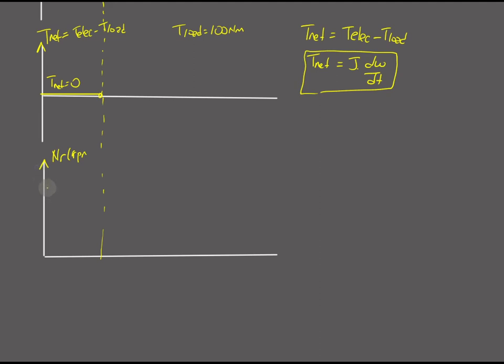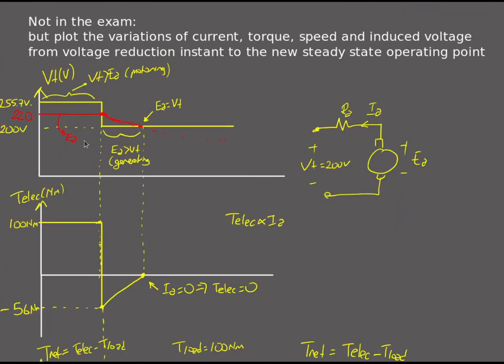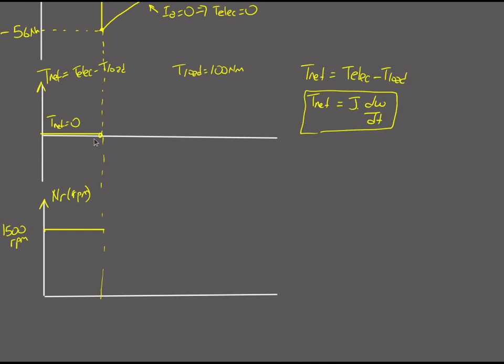So it was at first constant at 1500 RPM. Okay. So again, you can double check EA from the first figure. I know since the excitation is the same, EA is proportional to omega, or speed.